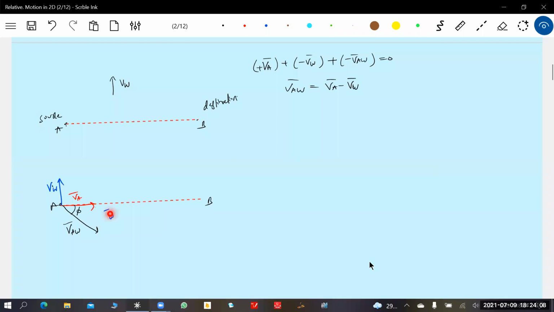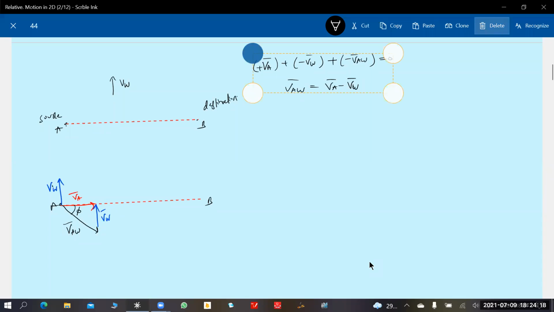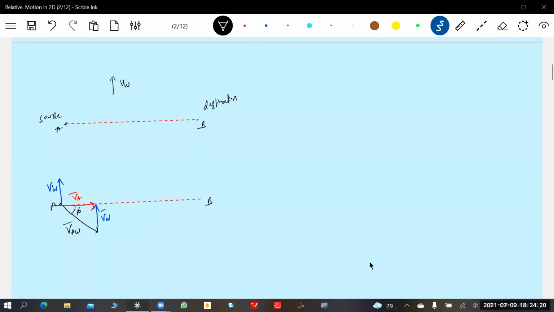Actually, the wind will push here. So this VW bar, just bring it here. Now write the equation. I'll end up with the same thing. Nothing wrong with it, but this is the correct way of analyzing things. VAW bar plus VW bar. I'm moving from tail to head for VA bar. So VAW bar equals VA bar minus VW bar. Some books give the first diagram, but this should be the correct one.